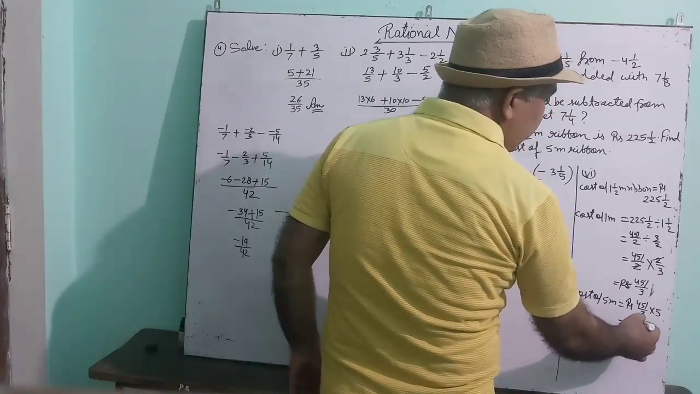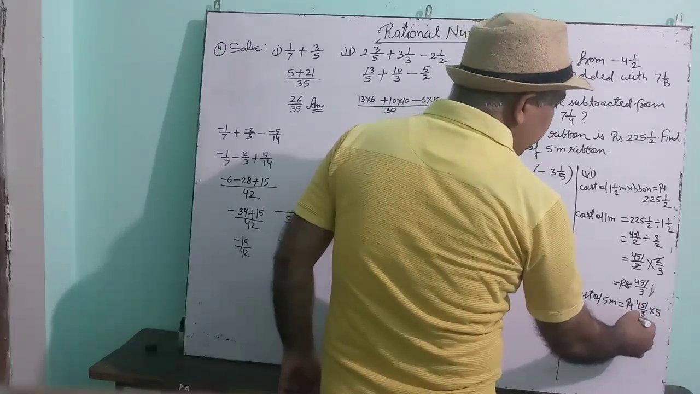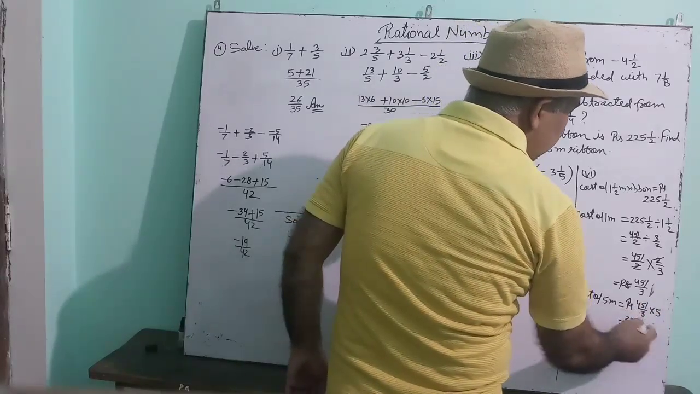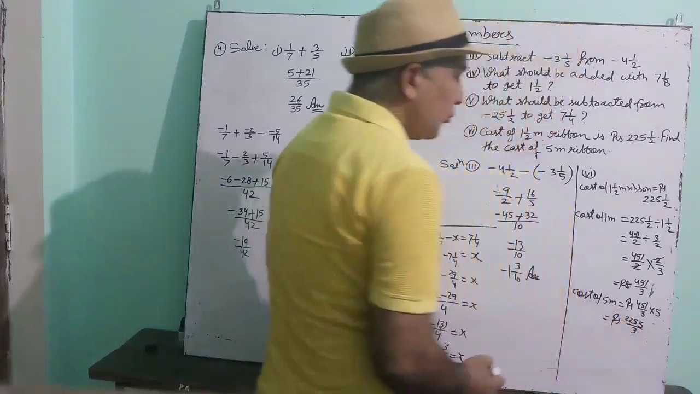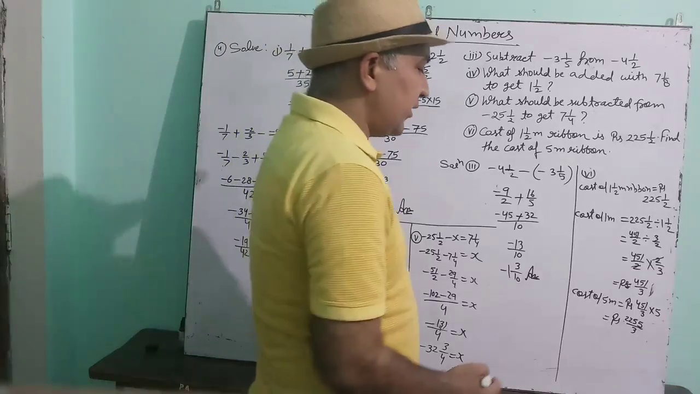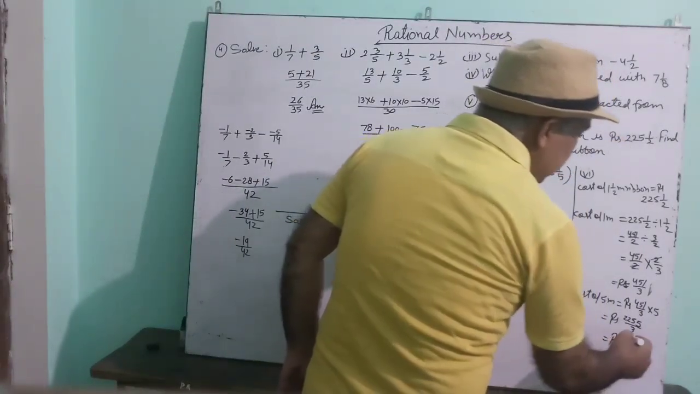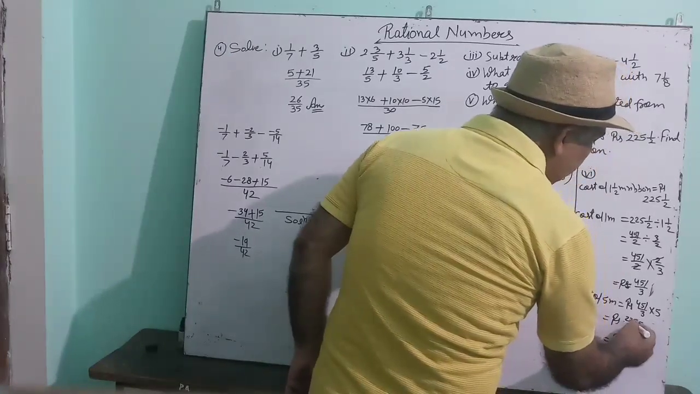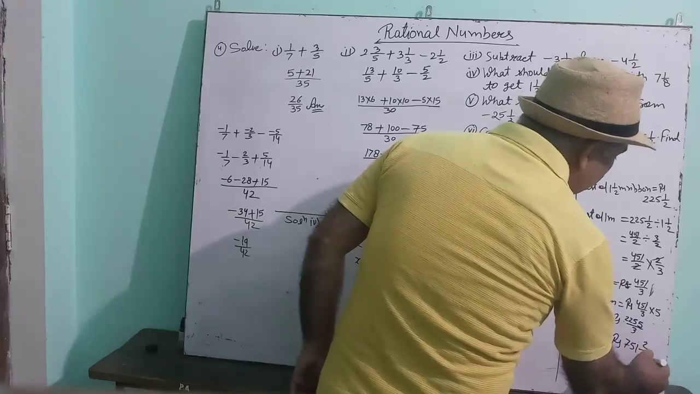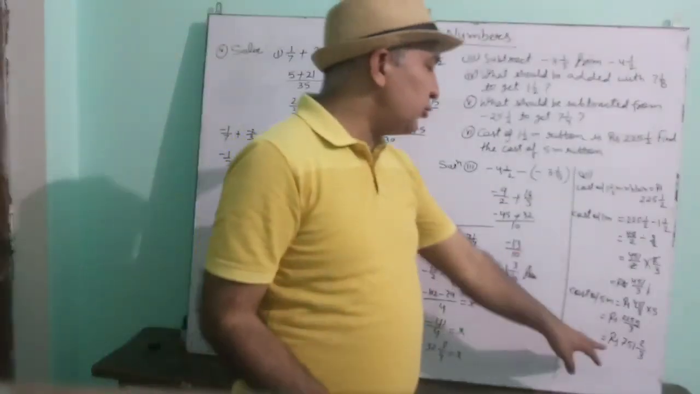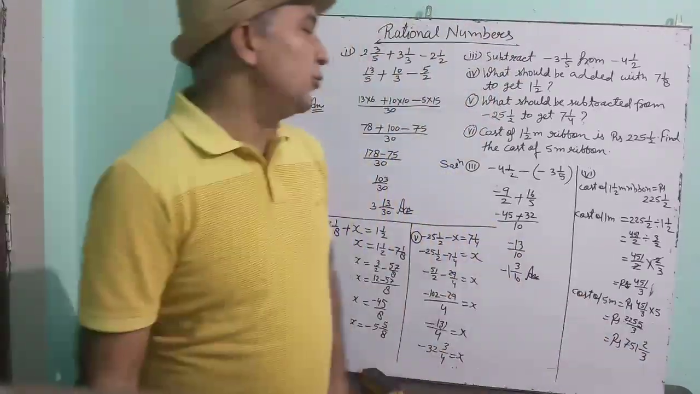5 into 1 is 5. 5 into 5 is 25. 2 carry on. 5 fours are 20 plus 2. That means 2255 upon 3 rupees is the cost of 5 meter. Now change it into mixed fraction. Rupees 3 into 7 is 21, 3 into 5 is 15, 3 into 1. When you convert this number into mixed fraction, you will get 751 into 2 by 3 rupees is the cost of 5 meter.